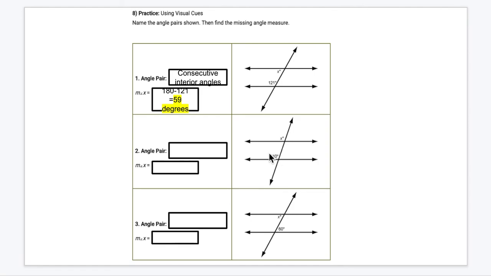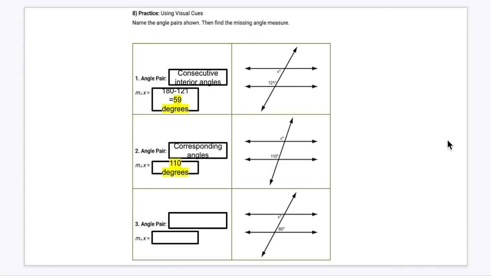But I noticed that 110 degrees is on top of this parallel line, and angle x is on top of this parallel line as well. So they're in the same position with regard to their parallel line. So I know that these are going to be corresponding angles. And I know when we have parallel lines, corresponding angles are congruent. So if this is 110 degrees, this is also 110 degrees. Let me just highlight that as well.